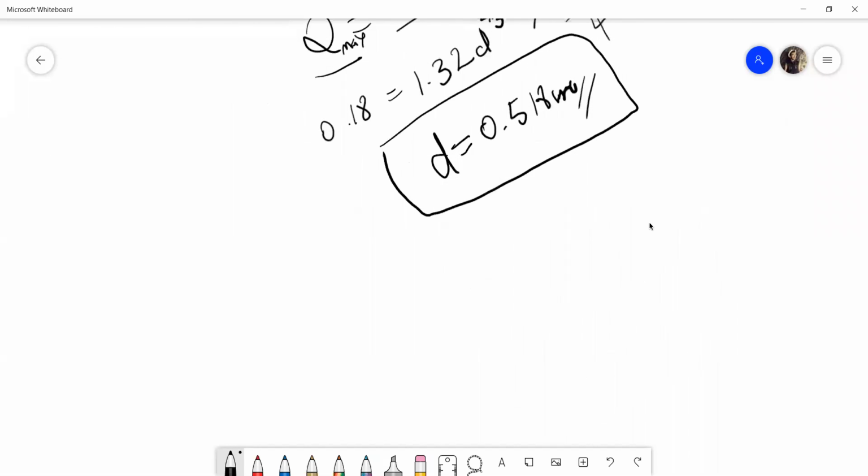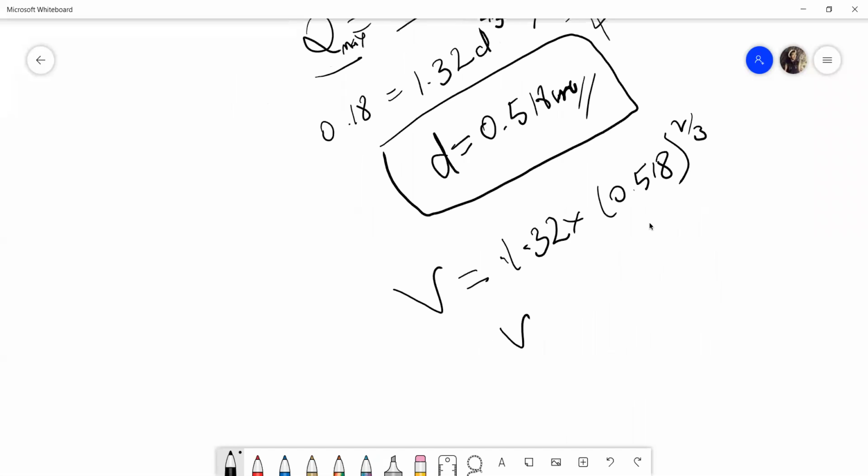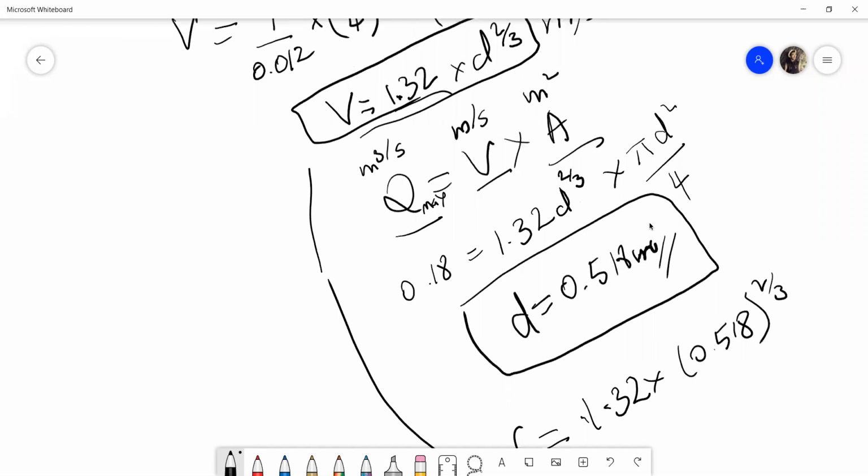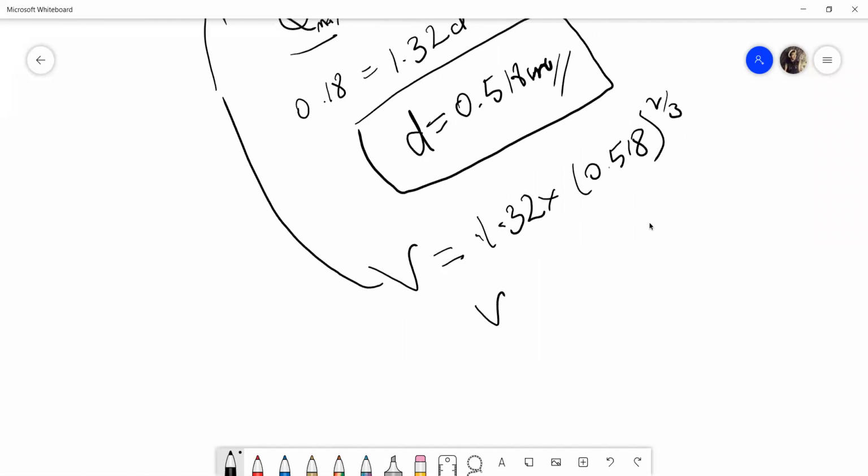Then the velocity is equal to 1.32 into 0.518 to the power 2 by 3. So find out the velocity. This formula we are substituting to find out the velocity. We know the diameter of the circular cross section of the sewer. So find out the velocity. Velocity is equal to how much? Velocity is equal to 0.85 meter per second.